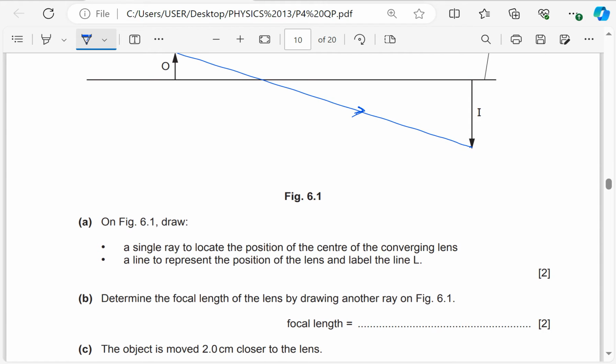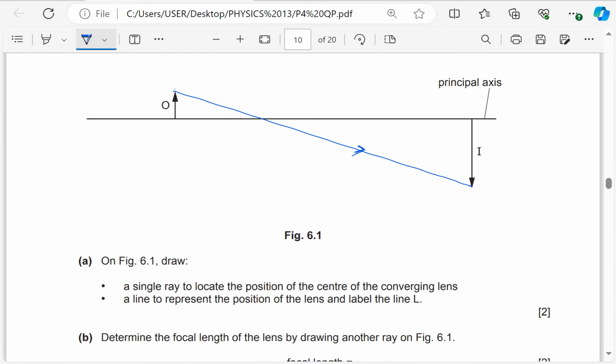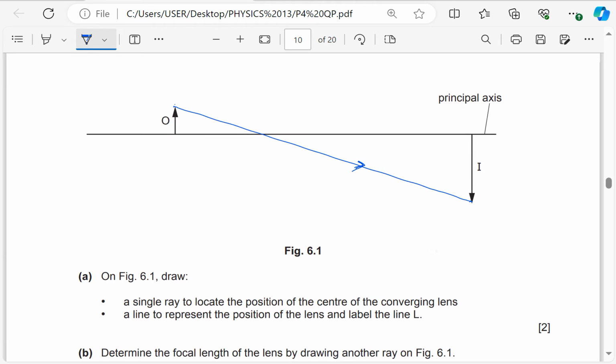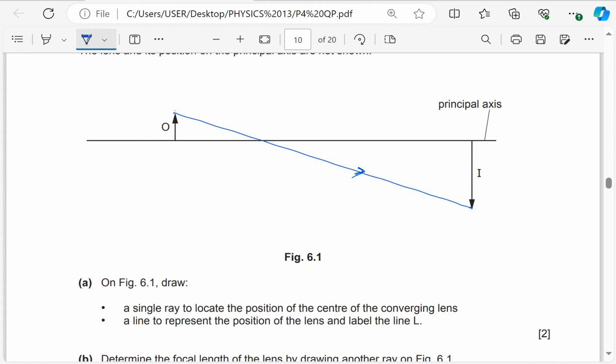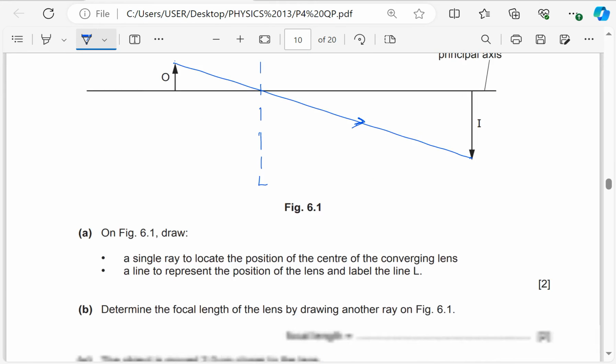Okay, so it means the position of the center of the lens should be here. A line to represent the position of the center and label the line L. So I'll draw a vertical line here. I'll call this one L. Okay, those are 2 marks free.